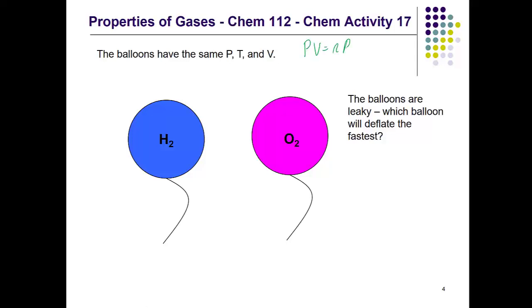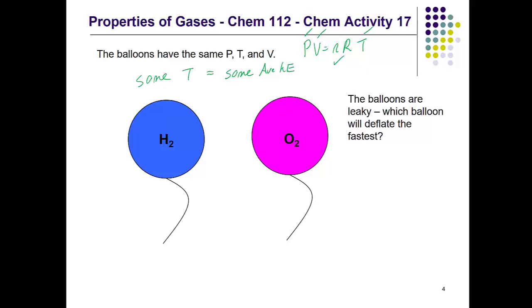PV is equal to nRT. So both balloons contain gases that are at the same pressure, temperature, and volume. Perhaps you can get the idea that both balloons also contain the same number of particles, because if three of the variables are exactly the same, well, then the fourth has to be exactly the same. Given that they're at the same temperature, this would suggest, of course, that both the hydrogen gas and the oxygen gas have the same average kinetic energy.